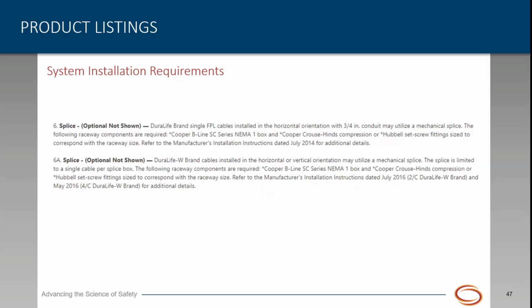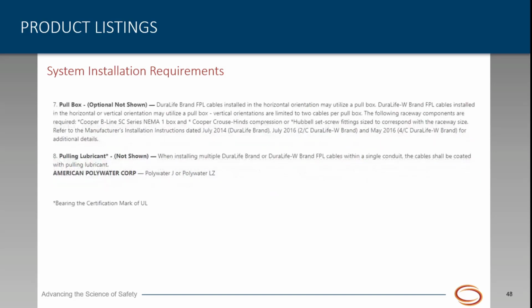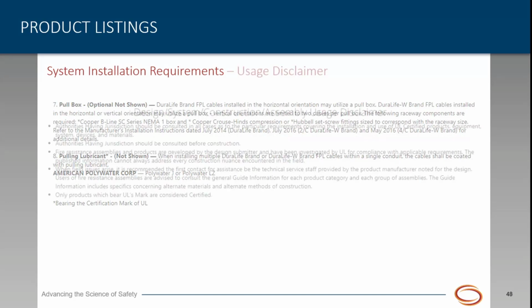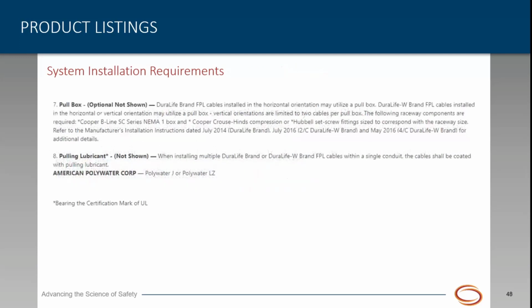Section 6 details what to do when splices are involved. This usually involves both specific boxes and compression fittings, as well as a specific procedure that's detailed in the manufacturer's instructions. Section 7 dictates the pull boxes that must be used and how they're installed. Section 8 details the only type of pulling lubricant that can be used. You can't, again, just use any pulling lubricant.